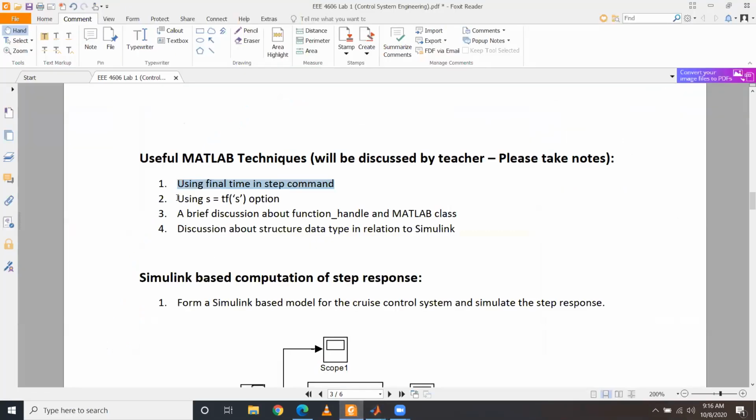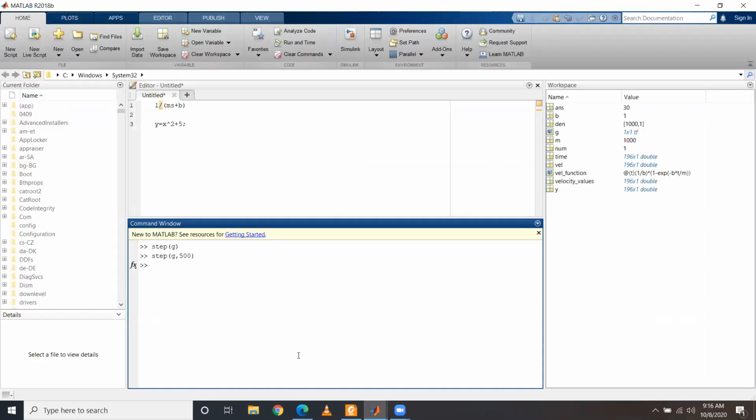Okay, the next one, using the s equal to tf s option. When you write the transfer function, you use tf num comma den, right? What if you wanted to write the transfer function directly, manually? If your transfer function is 1 by ms plus b, what if you wanted to write g equal to 1 divided by ms plus b? Obviously it will show you an error because you have not defined the variable s.